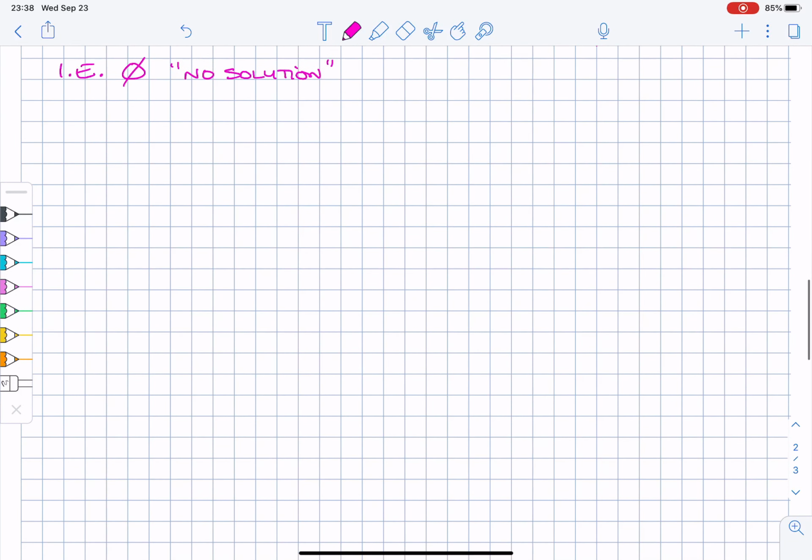Okay, so let's use some properties of logarithms now. So for example, let's solve the following using logarithms.